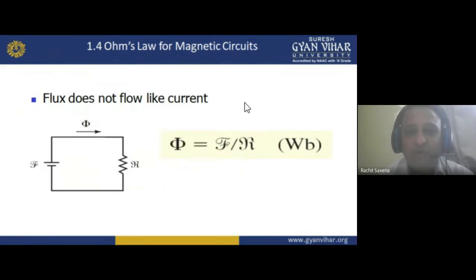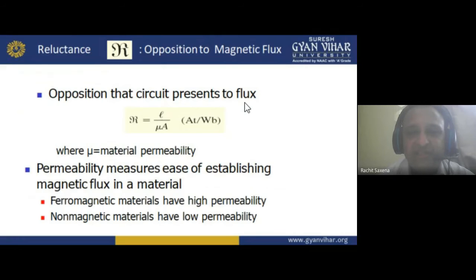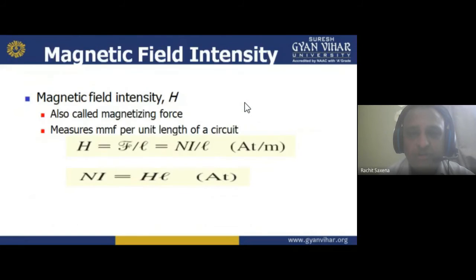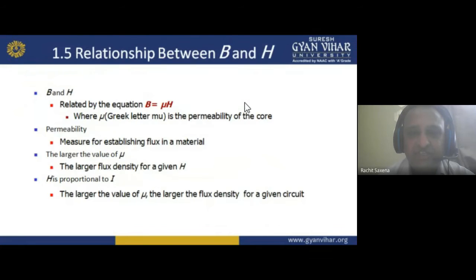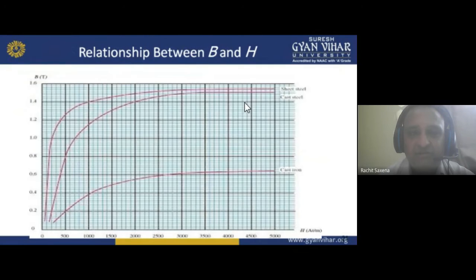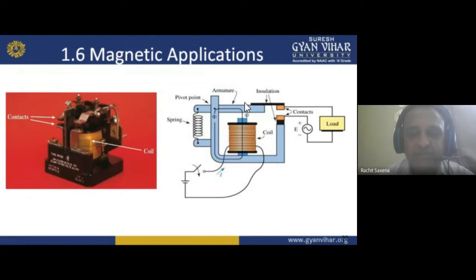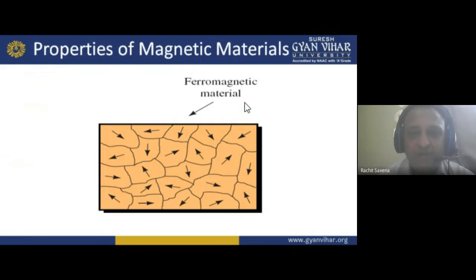Okay. Ohm's law for the magnetic circuit. Which type of law do we have? Then we have the reluctance. What is it? I hope you understand about this. Whole laws, intensity, the relationship between B and H, magnetic applications, properties of magnetic material. I'm just revising. Go through it.